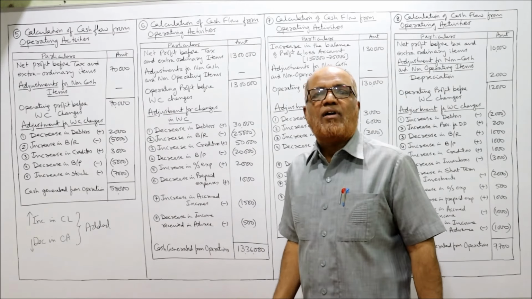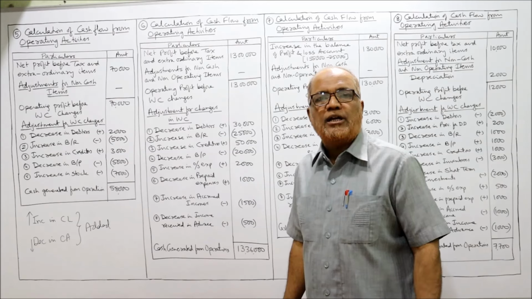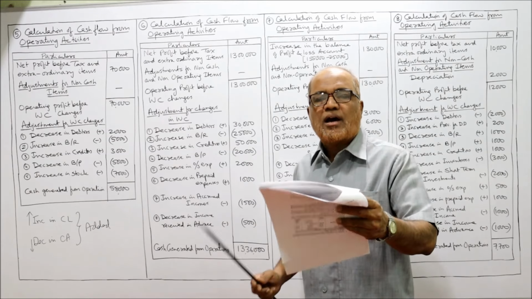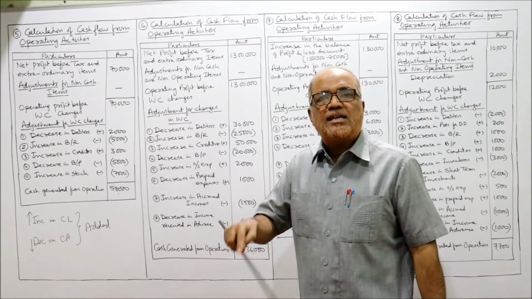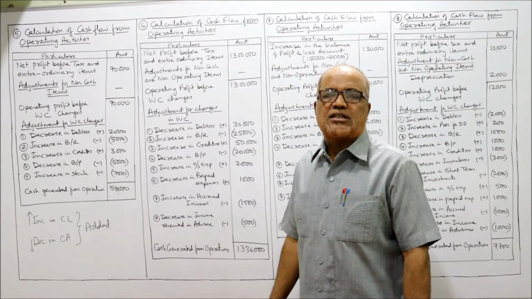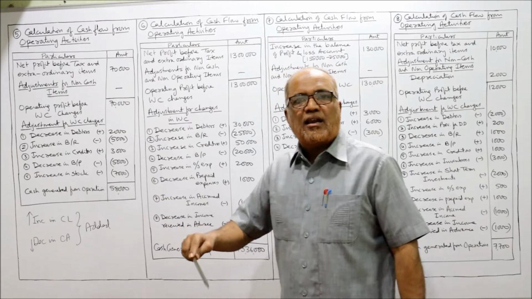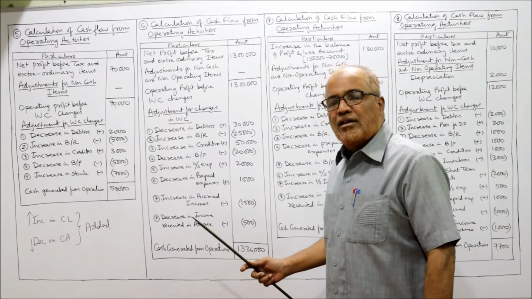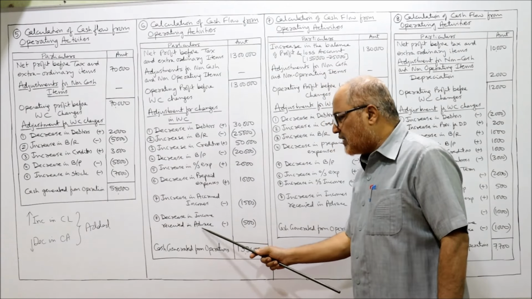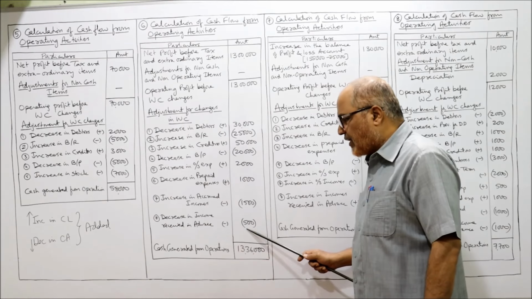Income received in advance is a current liability. Last year 3,000, current year 2,500. Decrease in current liability is deducted, because an increase in current liability is added. So decrease in income received in advance, deducted, minus 500.